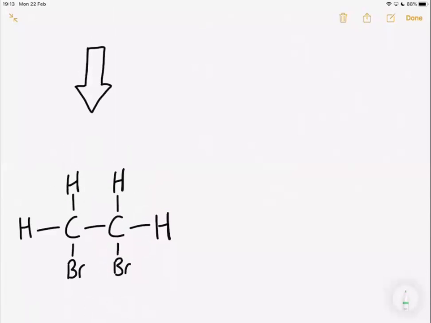This time the name's slightly different. This molecule is called 1,2-dibromoethane. So this time numbers are necessary because there are 2 bromine atoms. And so we need to specify and show that we understand that these 2 bromine atoms are attached to different carbons. So we need to call it 1,2, and then dibromo indicates the fact there's 2 bromines.